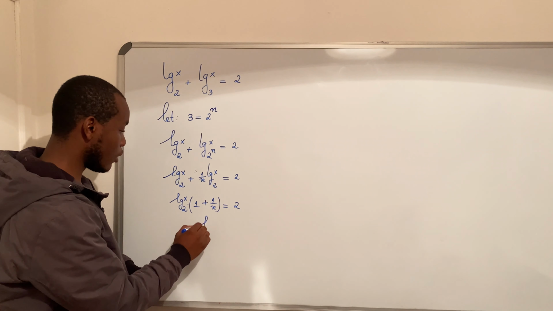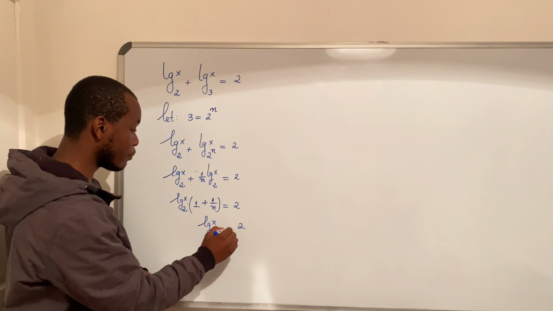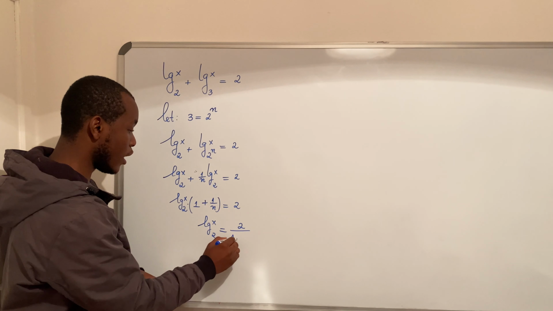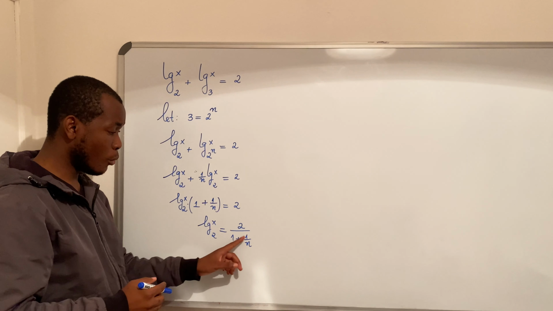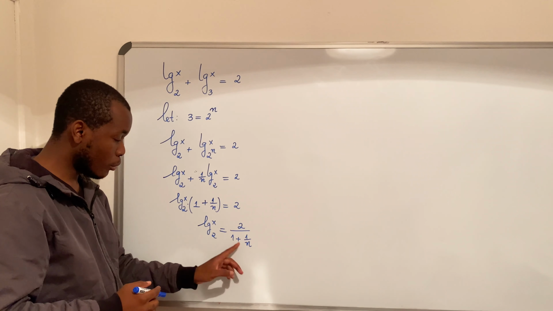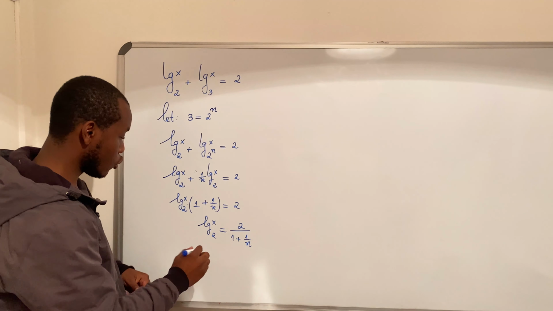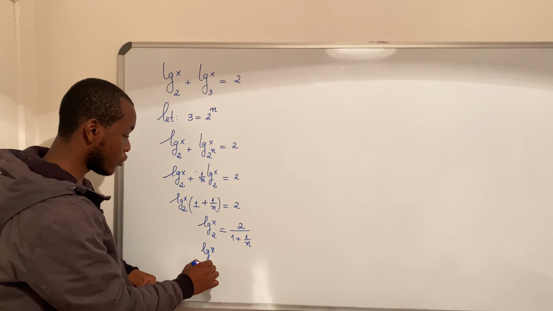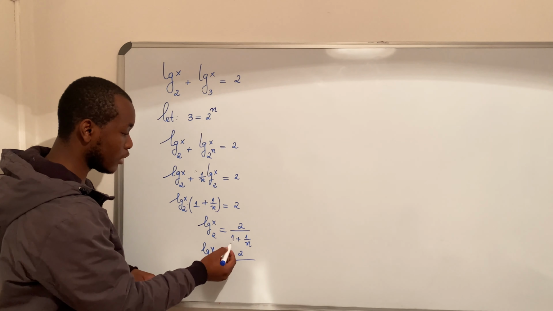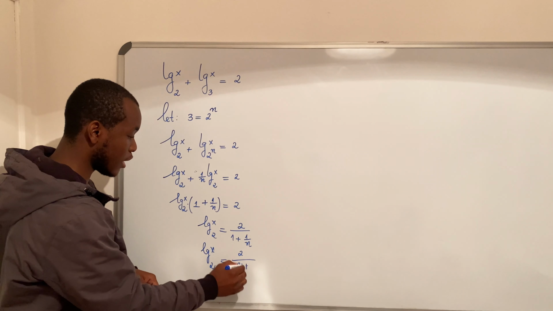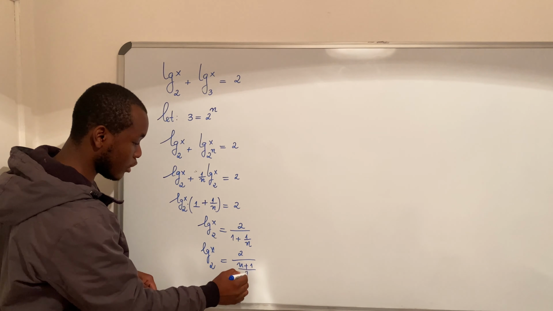So now, isolating log of x to the base 2, it will be equal to 2 over 1 plus 1 over n. That's what we have. We can solve here. We have n, so we can find a common denominator. So we will have log of x to the base 2 equal to 2 over, the common denominator is n. Crossing and multiplying, n times 1 is n, plus 1 in the denominator times this 1 is 1, over the common denominator, which is n.